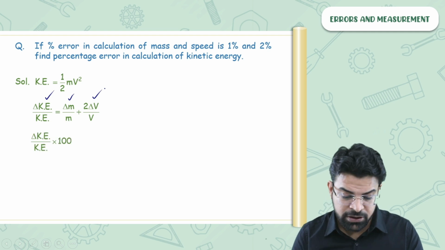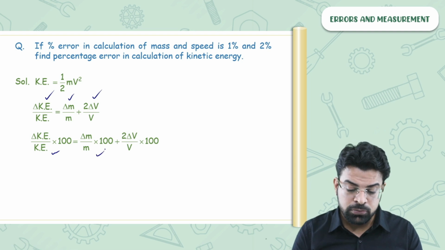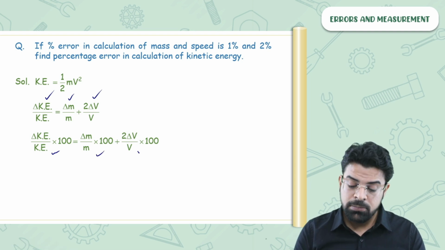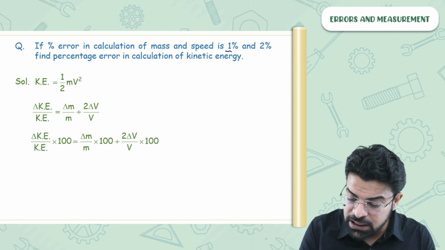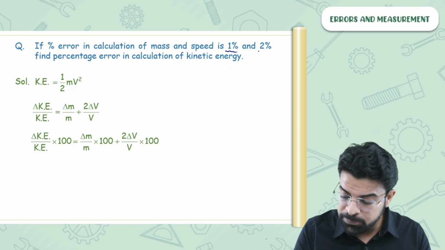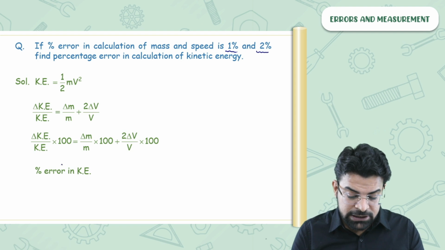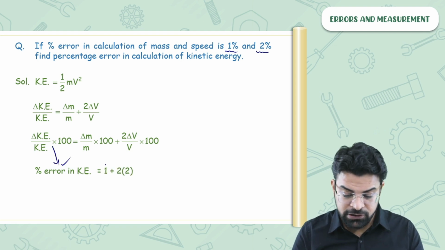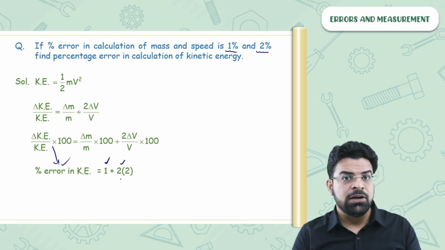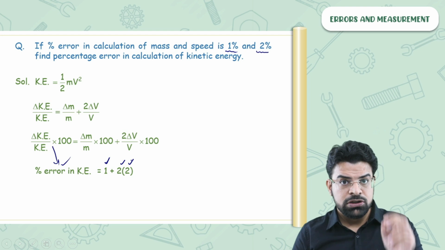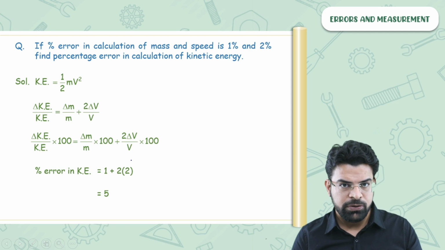Multiply each term with 100. What we get is the percentage error in measurement of kinetic energy equals the percentage error in measurement of mass plus 2 times the percentage error in measurement of speed. The percentage error in measurement of mass is given as 1. The percentage error in measurement of speed is given as 2. So the percentage error in measurement of kinetic energy equals 1% plus 2 times 2%. So 1 plus 2 times 2 gives you 5% error. Simple. Let's practice more.